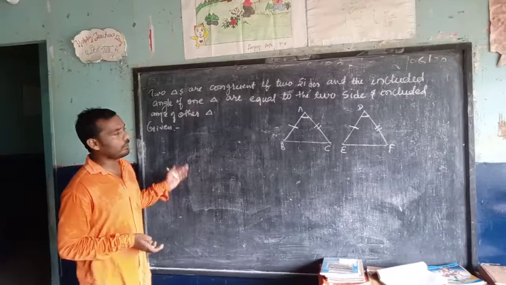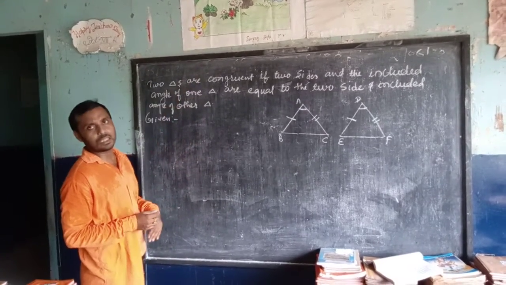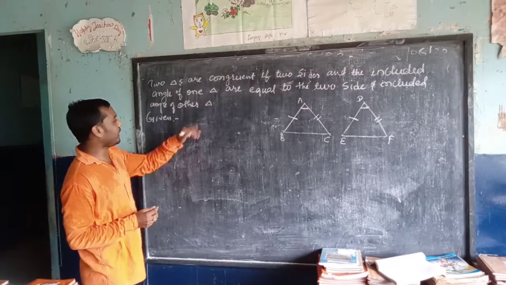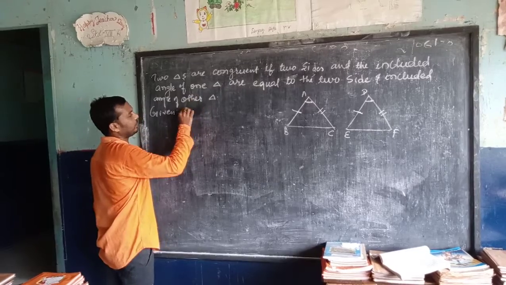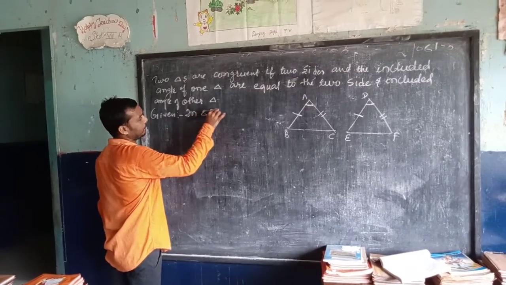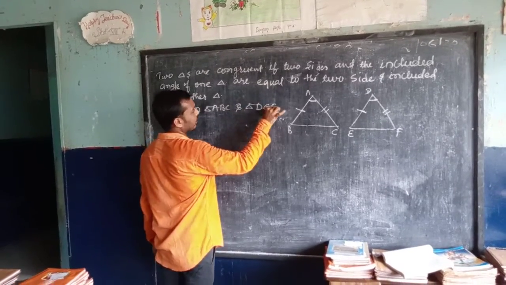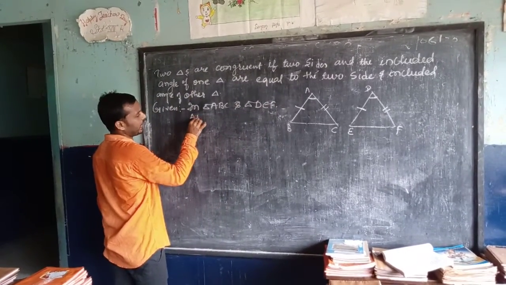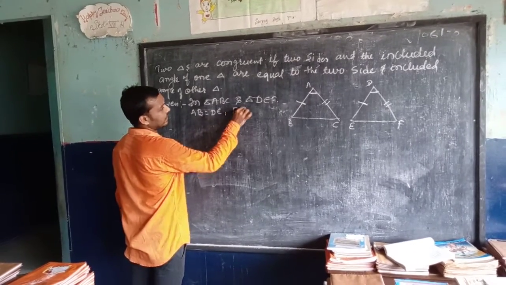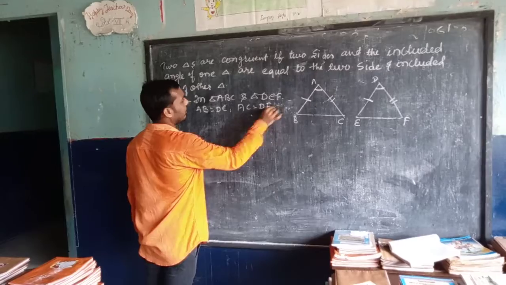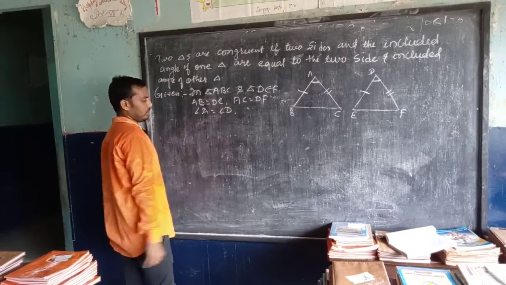So in the given, whatever content is made available to us in the statement of the theorem, we write it there. So here in the given we have, in triangle ABC and triangle DEF, what do we have? We have AB equal to DE, AC equal to DF, and the included angle between them, angle A equal to angle D.